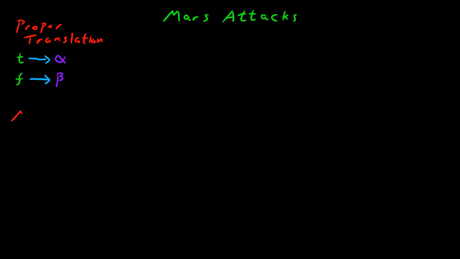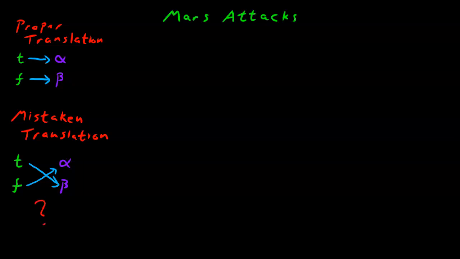But what if the Martian uses a mistaken translation? Let's say the Martian is confused upon his arrival, and when he looks at our T and our F, and compares them to his alpha and beta, he mistakenly translates our T to his beta and our F to his alpha. How will this affect our logic, and is there anything that can be gained from this mistake?